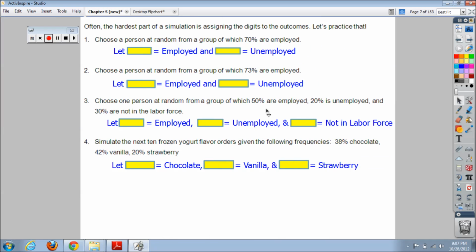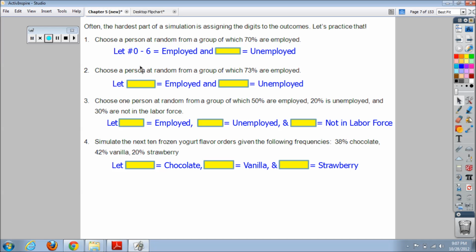So here's one of the last things we're going to look at. This is often the hardest part of a simulation, assigning the digits to the outcomes. So number 1 here, choose a person at random from a group of which 70% are employed. Now one thing I notice here is that this 70% is a multiple of 10. So I don't necessarily have to use double digits here. You could use double digits, but anytime that you can get away with single digits, it's going to be much easier to do the simulation.